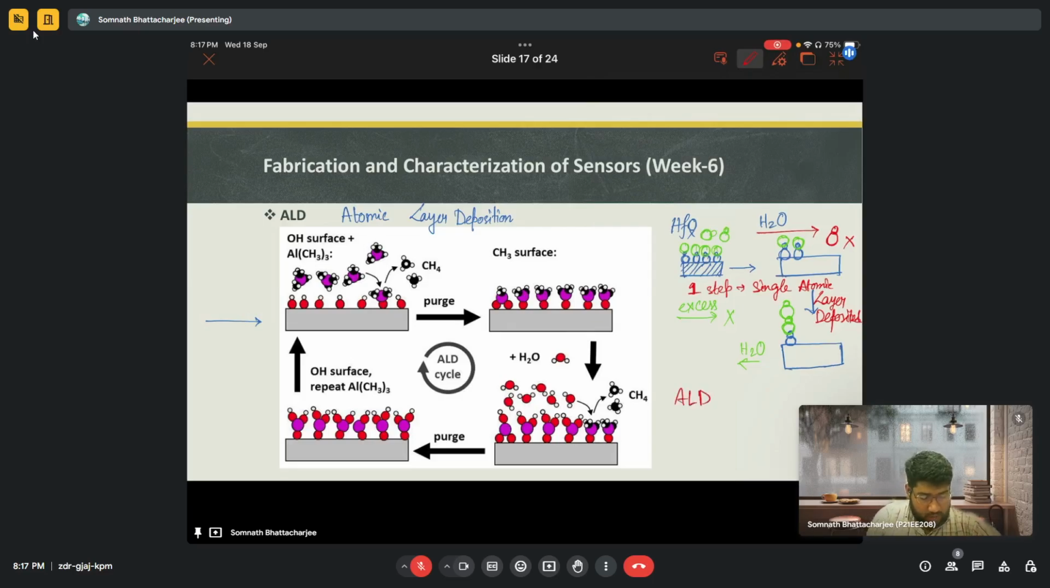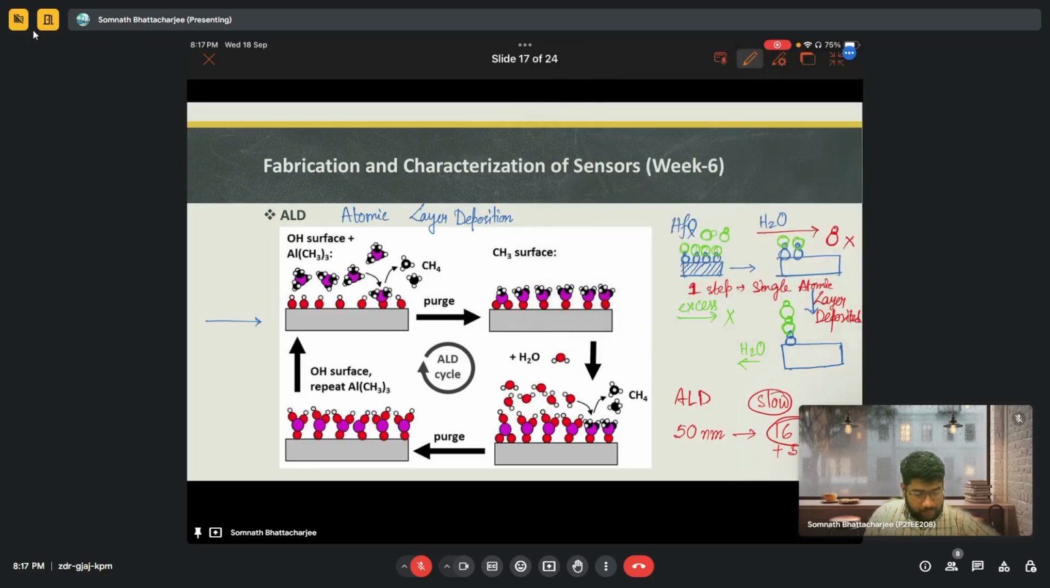So it's a very slow process. Even if you want to deposit a thickness of only 50 nanometer, it requires about 16 hours, plus 5 to 6 hours of starting the apparatus, and it takes 16 hours to get fully deposited.